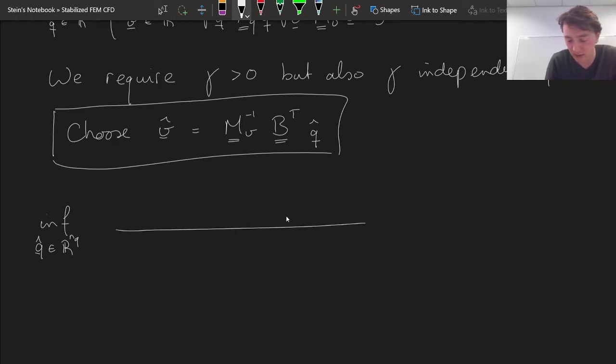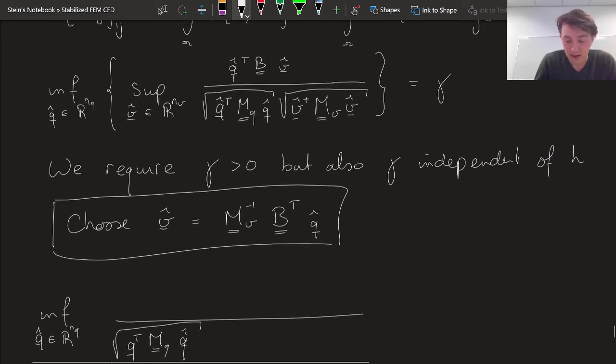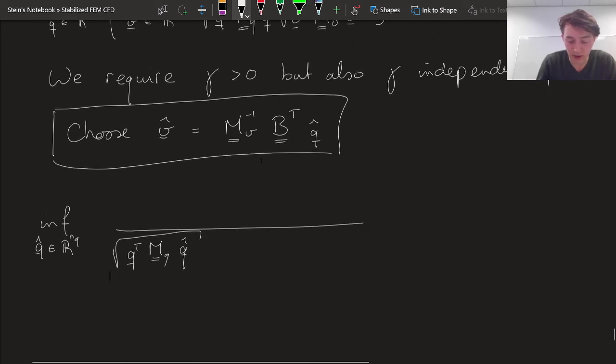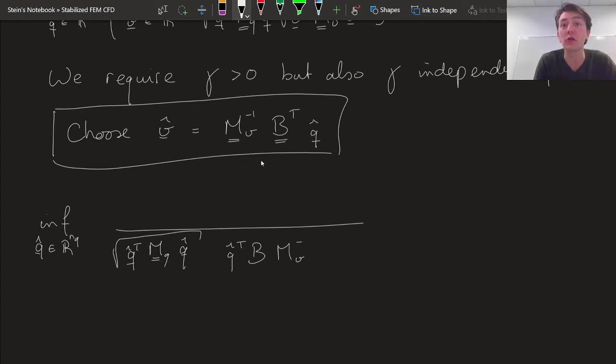Let me start off by writing whatever is under the fraction here. So we have still q^T M_Q q and the square root. And the second one is now going to be v^T M_V v, where we replace v by this. So first we get v transpose, so that gives me q hat transpose B M_V^{-1} transpose. Well, since the mass matrix is also symmetric, this is still simply M_V^{-1}.